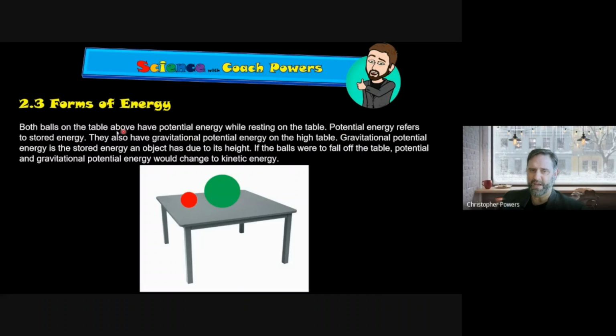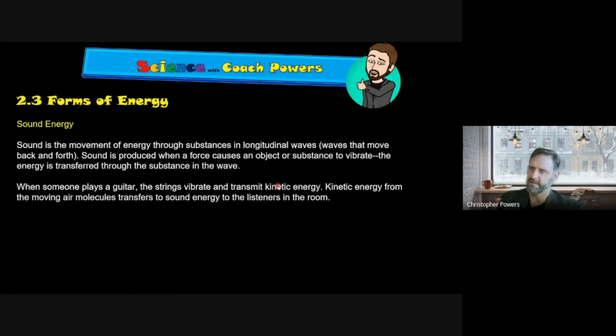PE, or potential energy, refers to stored energy. They also have the gravitational potential energy on the high table. Gravitational potential energy is the stored energy an object has due to its height. If the balls were to fall off the table, potential energy and gravitational potential energy would change to kinetic. It sounds very basic. Hopefully, that is drilled in.